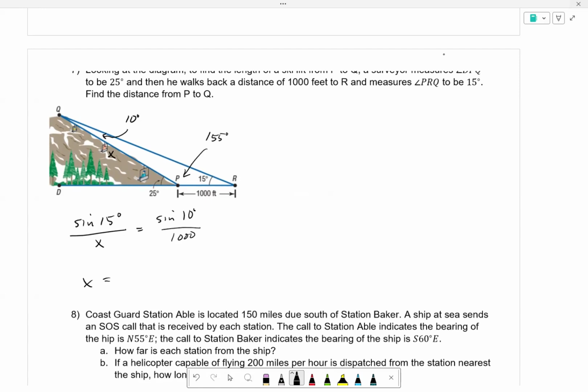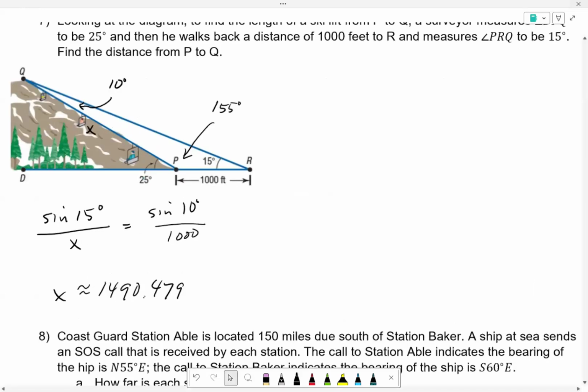And then from there you get X is approximately equal to 1490.479. Does that coincide with yours? Nicely done. Three decimal places seems like it might be a little bit too exact in the scope of 1,490 feet, but without any other information, I do always want 3 places of accuracy for length.